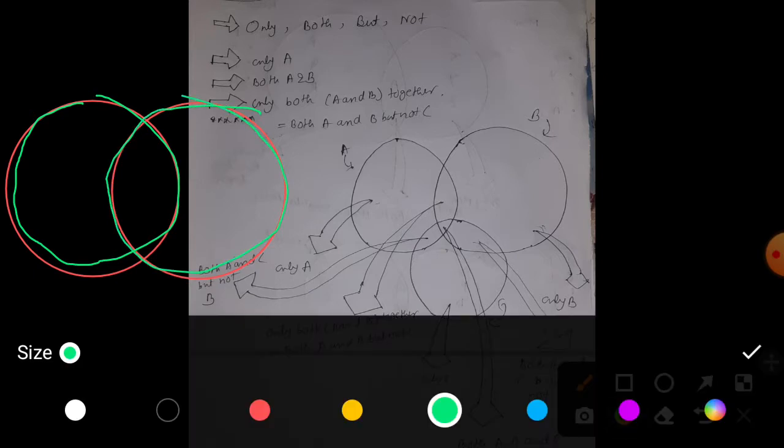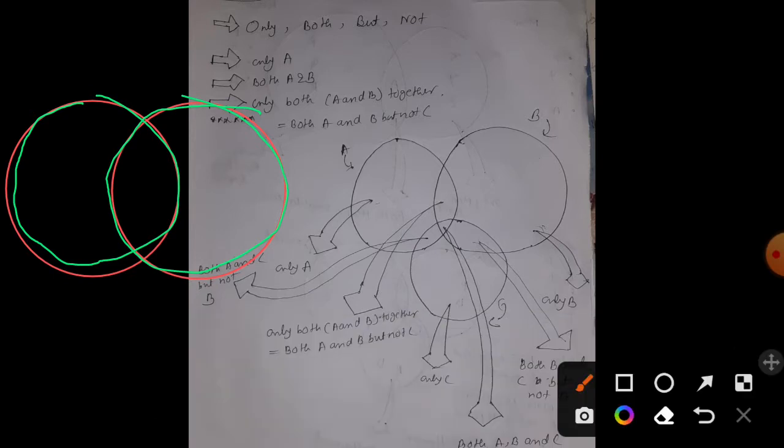Okay, and let's say this part is especially indicating the region where only those children who love both the situations will lie. That means the part of the area which is common for both circles will refer to the area where that particular type of statement or that particular type of person will lie who satisfies both the conditions.